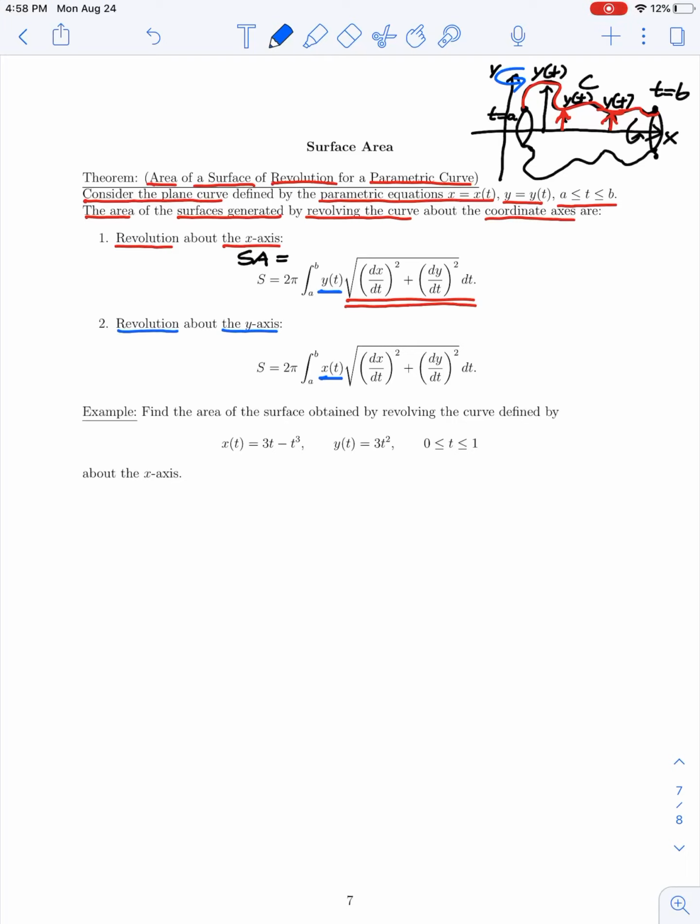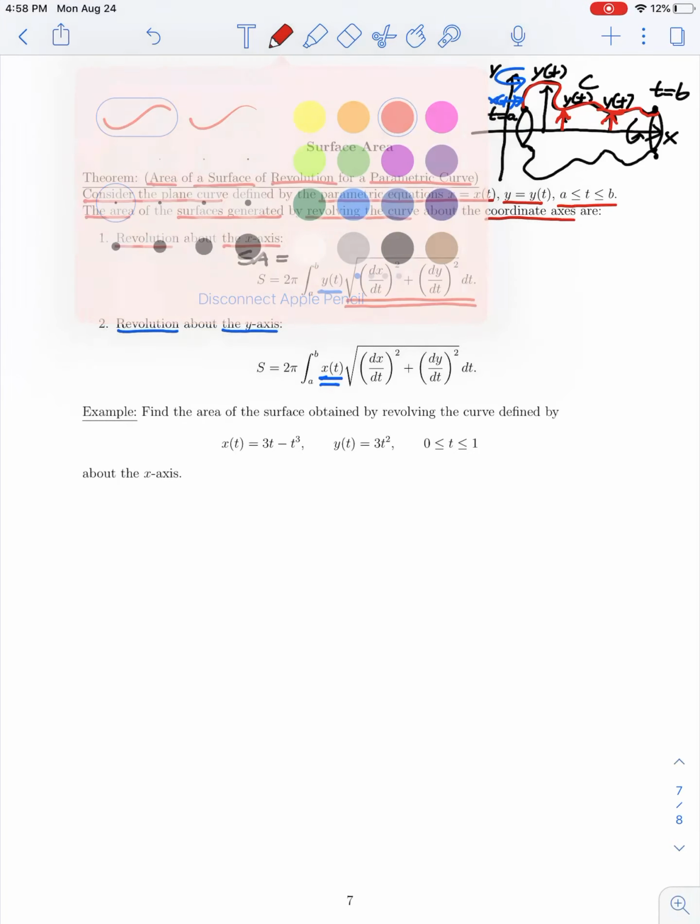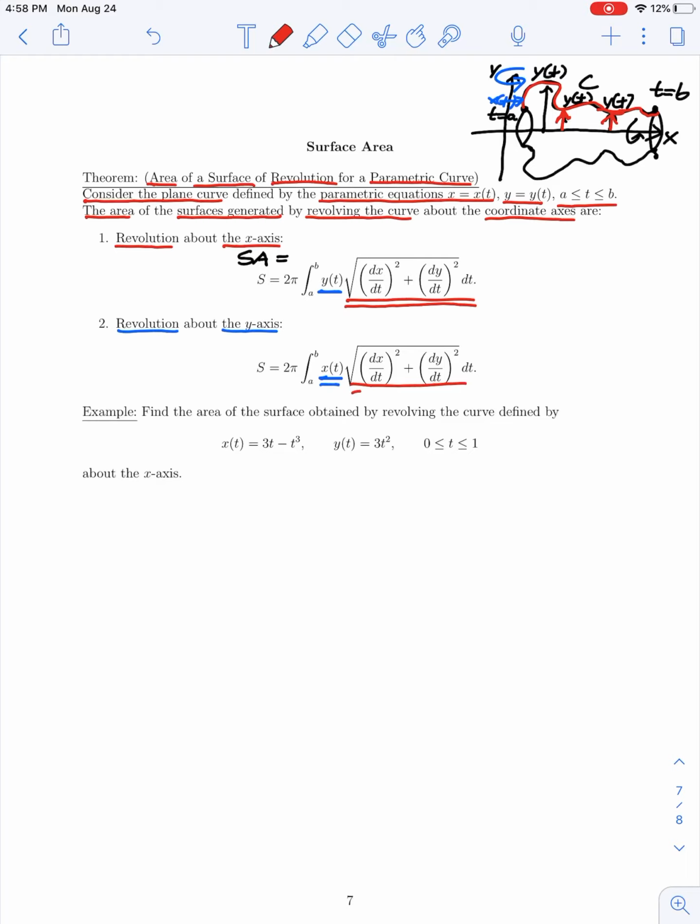We would have a different shaped solid, and the surface area of that solid is then given by this second formula, where the radius of our cylinder is defined as x of t instead of y of t, and we're still multiplying by the differential of the arc length for that curve. So, a little bit of an intuitive idea as to where these formulas are coming from. Let's consider some examples here.